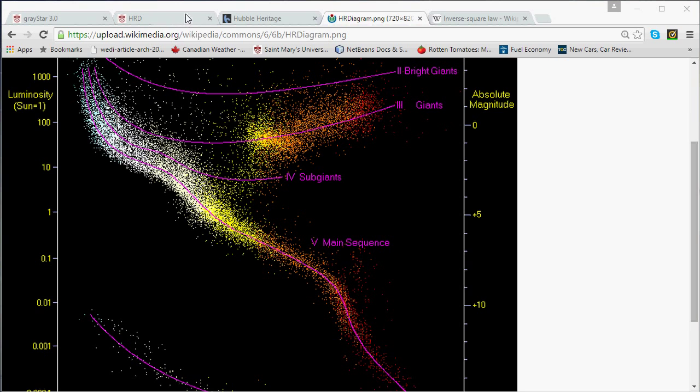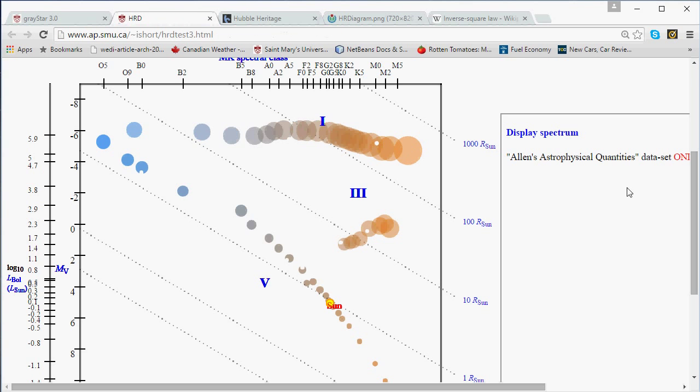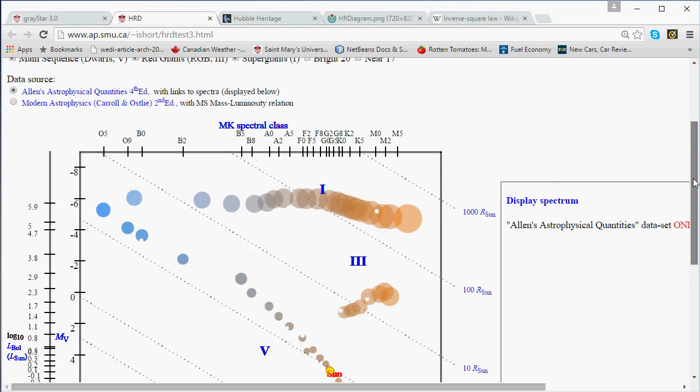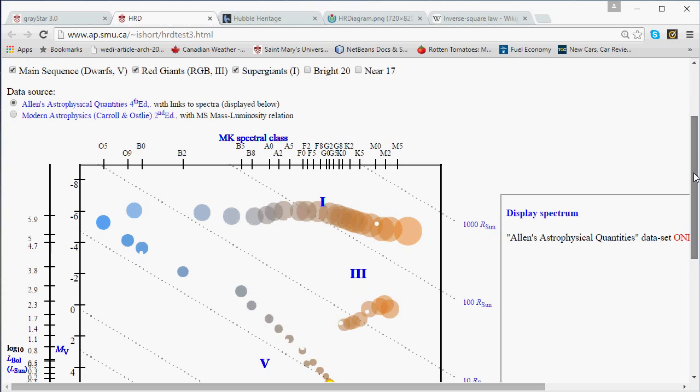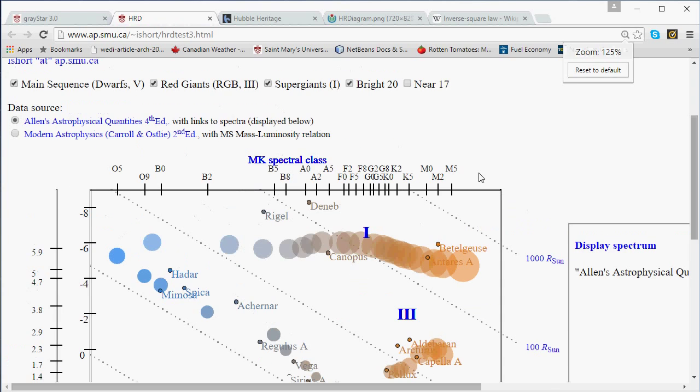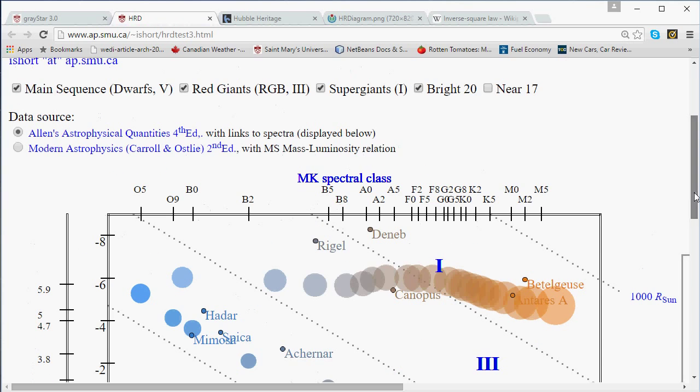Okay, so going back here to our teaching version of the HR diagram, a final thing that I'm going to show you, that's kind of fun if you're a teacher or an instructor, is you can turn on the brightest 20 stars in the sky, and this diagram will show you where they lie. That's a fun thing to do because that includes some pretty famous stars. Let me zoom in here again.